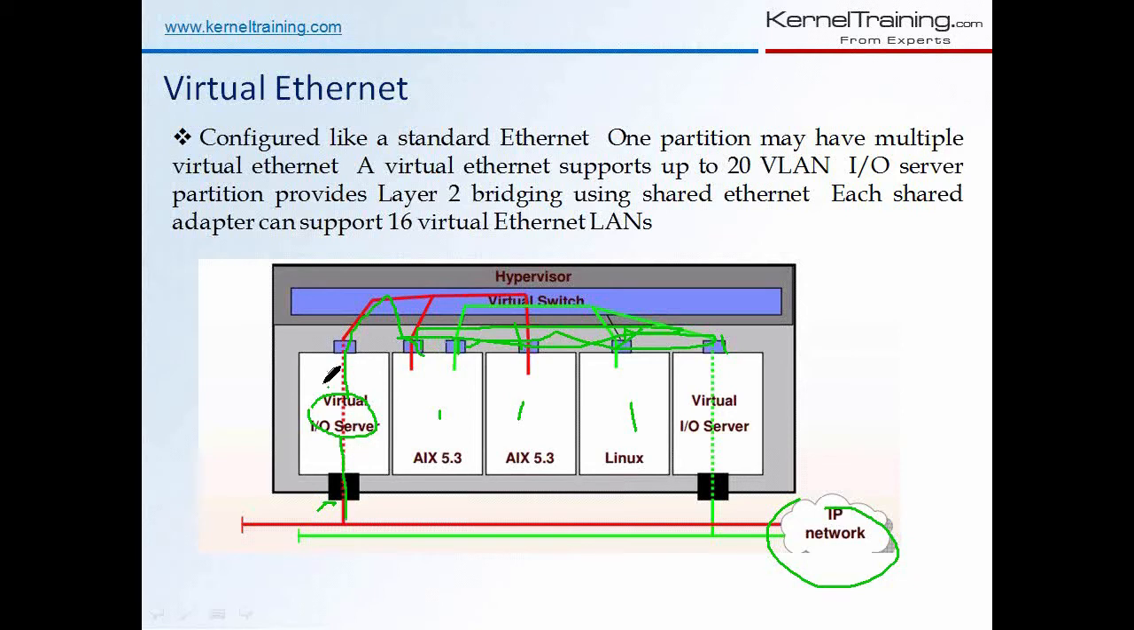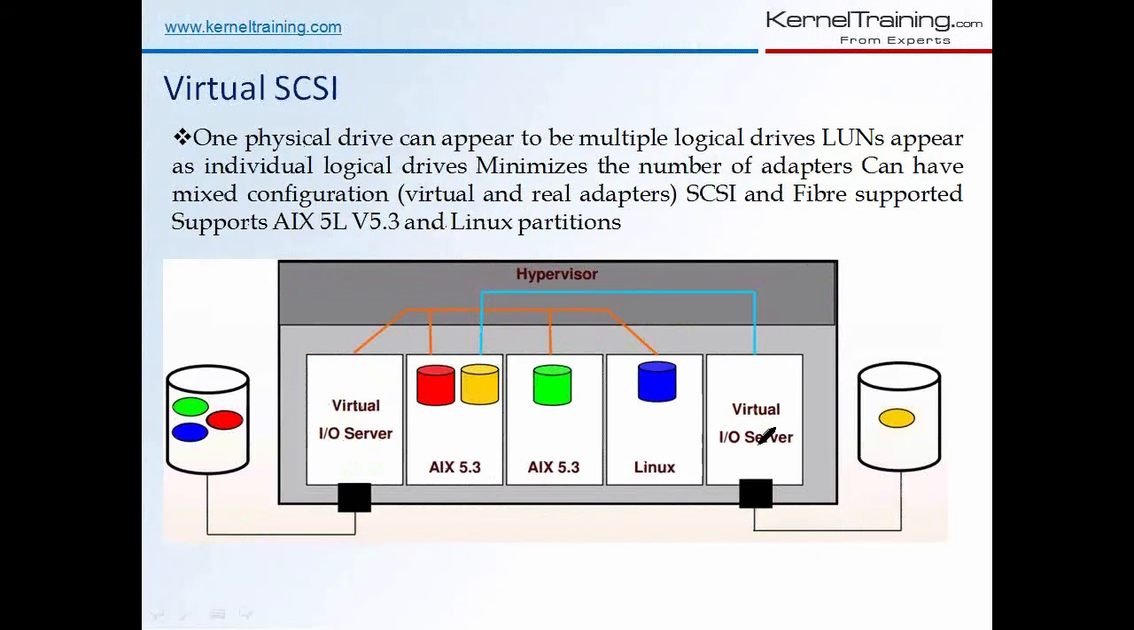So why are there two VIO servers? It is because if one VIO server goes down, I will still be able to access the same network from the other. What about the disk?